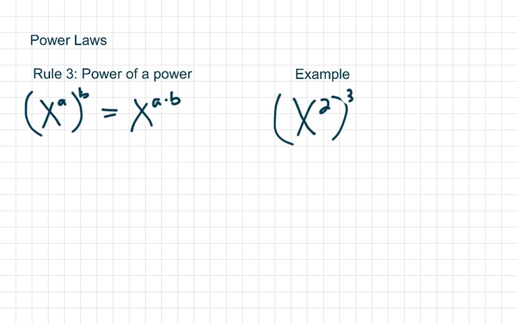Okay, so now a bit of a different kind of power law. We have the power of a power rule. In this case, we have x to the a raised to the power of b. To figure out what that would be in the simplified form, you multiply the powers together. So it would be x to the a times b. Okay, so now our example. We have x squared raised to the power of 3. So we're just going to multiply the 2 by the 3, and that gets us x to the 6.